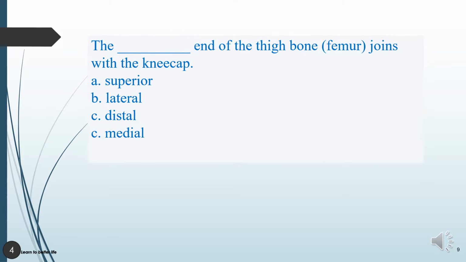The what end of the thigh bone, femur, joins with the kneecap? A. Superior, B. Lateral, C. Distal, D. Medial. The answer is C. Distal portion of the femur.